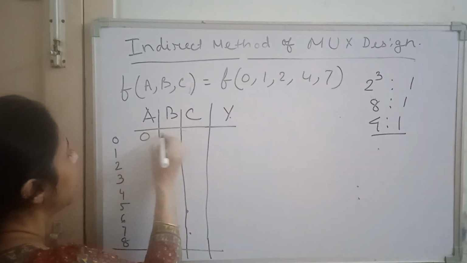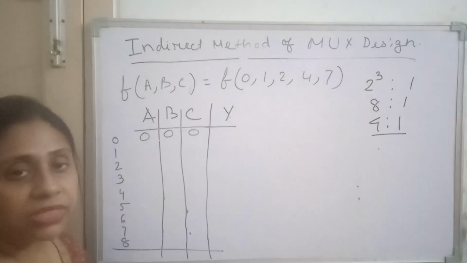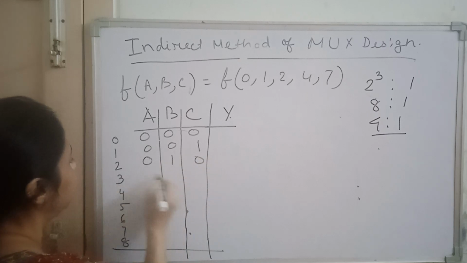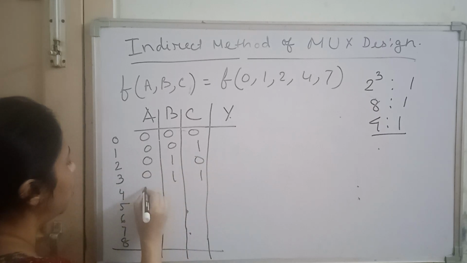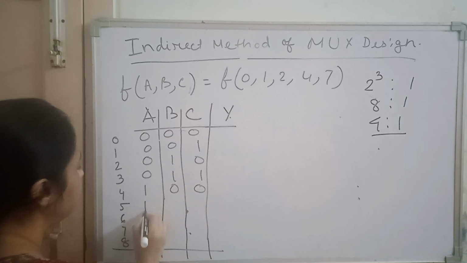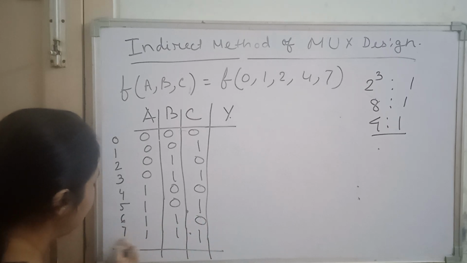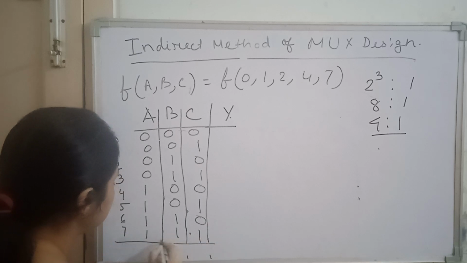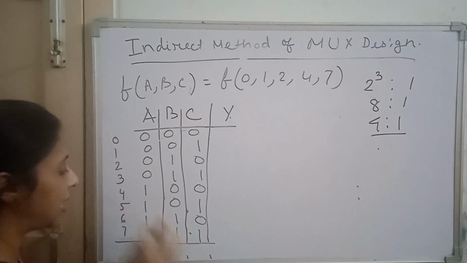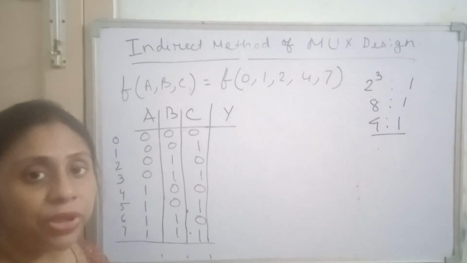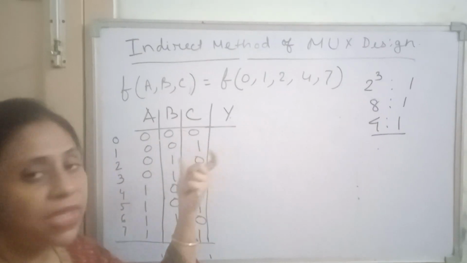0 means binary 0, 0, 0. 1 means binary 0, 0, 1. 2 means 0, 1, 0. 3 means 0, 1, 1. 4 means 1, 0, 0. 5 means 1, 0, 1. 6 means 1, 1, 0. 7 means 1, 1, 1. Sorry, 8 input combinations starting from 0 to 7. So, 0, 0, 0 to 1, 1, 1. These are the 8 input combinations while we are using 3 input variables A, B and C.